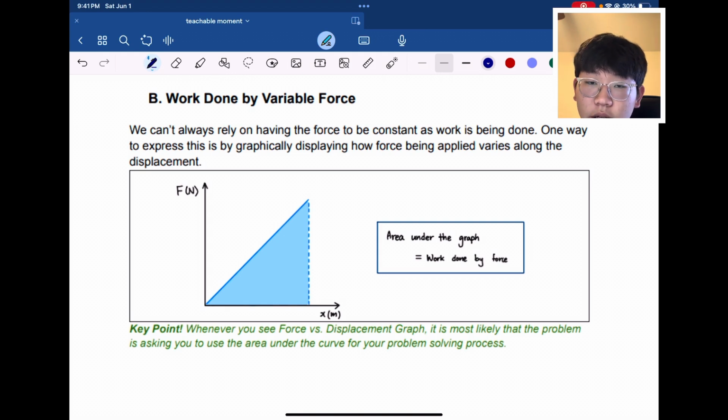So the second equation we can use is this: if there's a graph of force versus displacement, the area under the graph is the work done by the force.